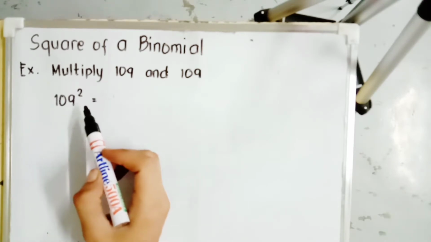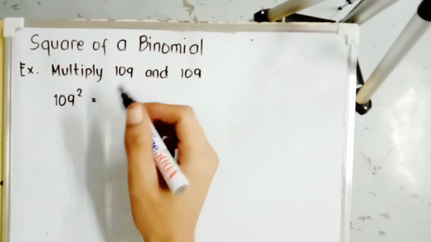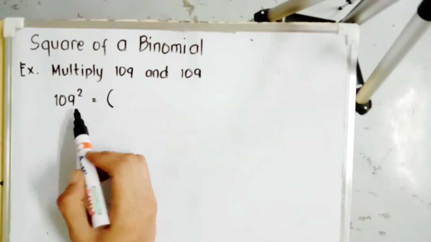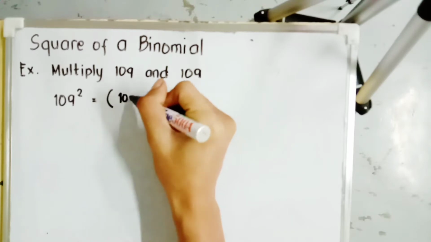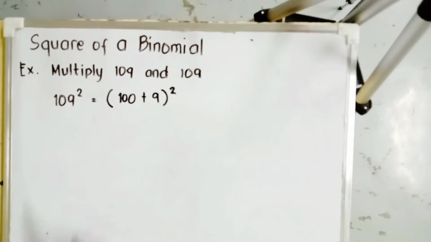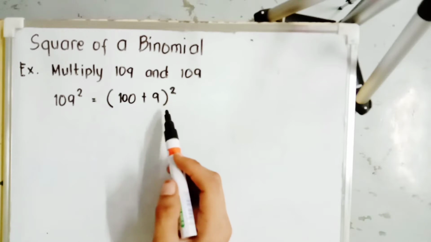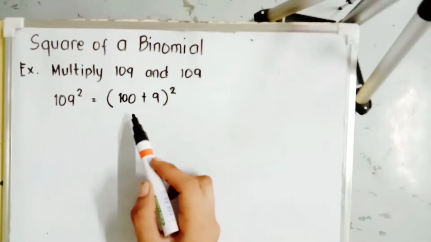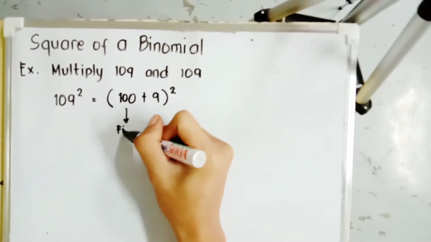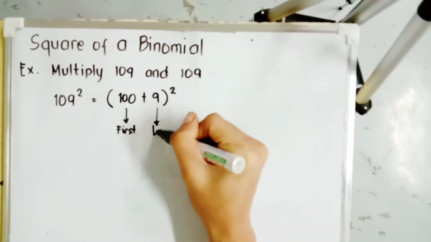Again, once we talk about square of a binomial, that means we will have to square two terms. So inside our parentheses, there will be two terms. And this 109 can be separated, that becomes 100 plus 9 to the power of 2. So we have two terms in our parentheses and it's powered by 2. Afterwards, we will have to identify our first term and our last term. 100 is our first term and 9, or positive 9, is our last term.